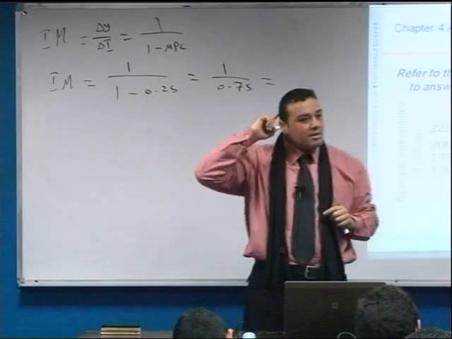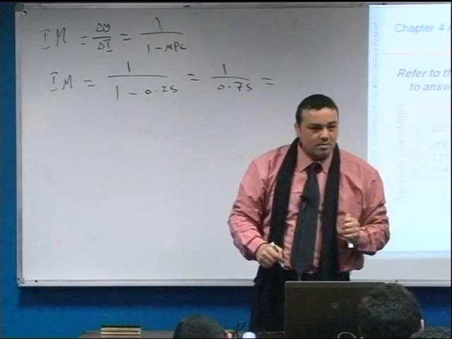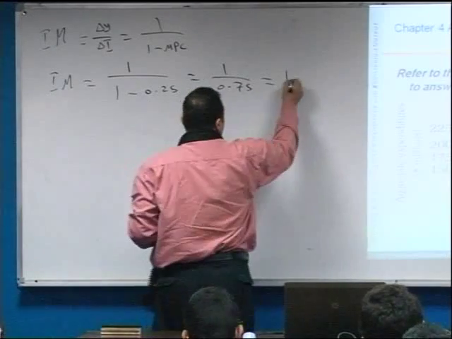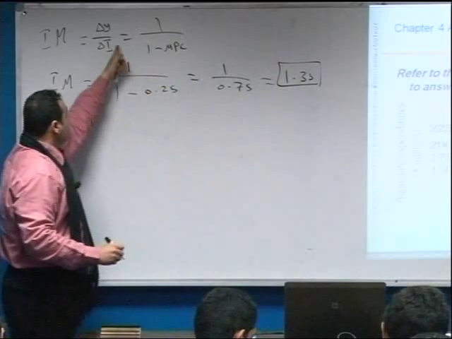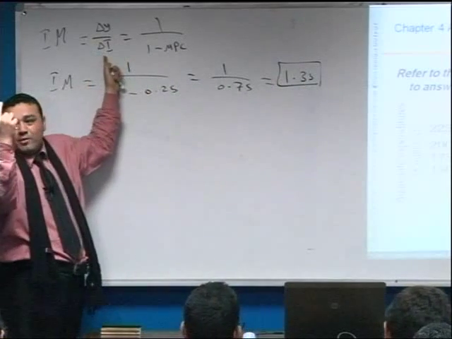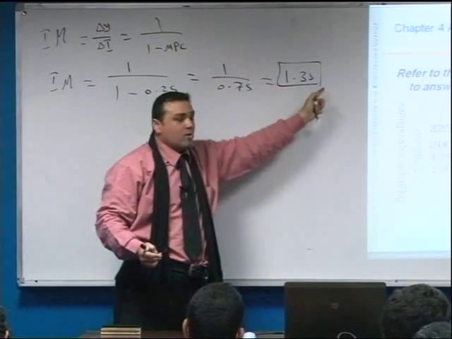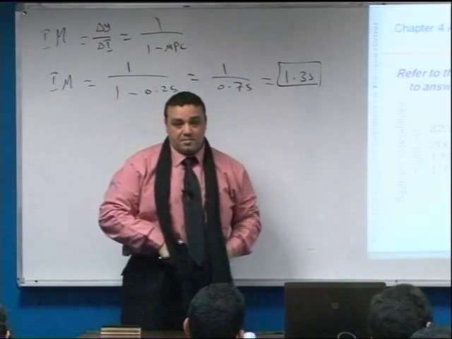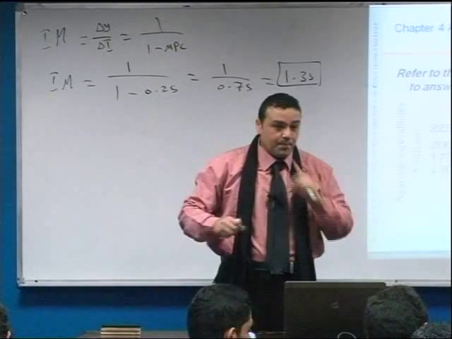One divided by 0.75 gives 1.33. This means if the planned investment increased by $1 million, the aggregate output or aggregate income would increase by $1.333 million, right? Okay.